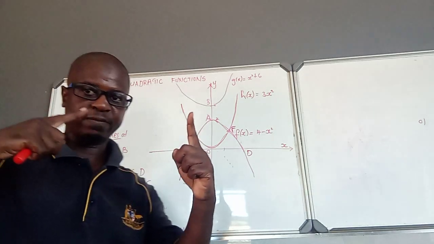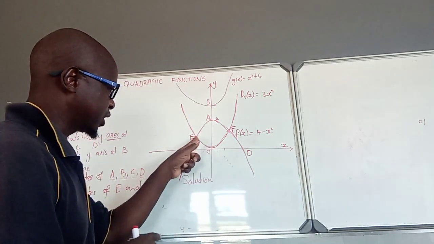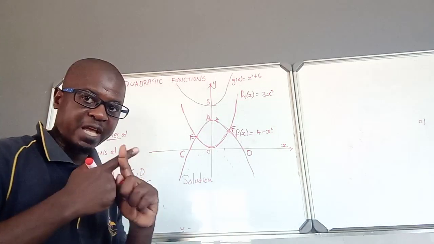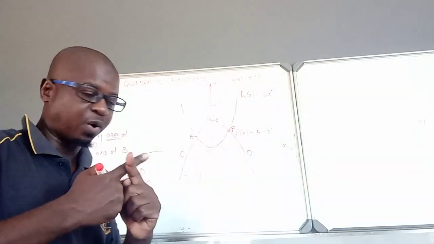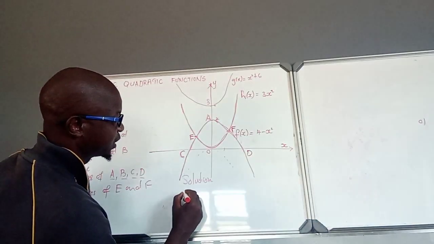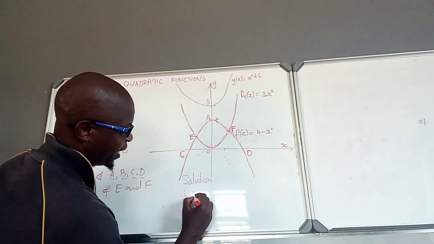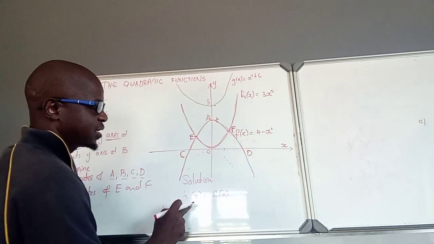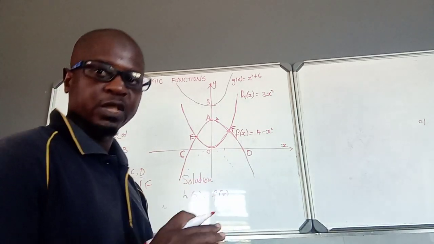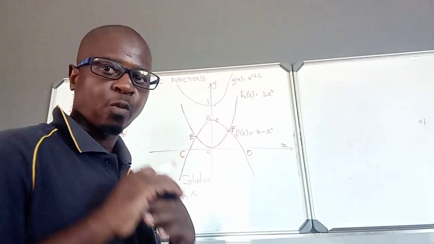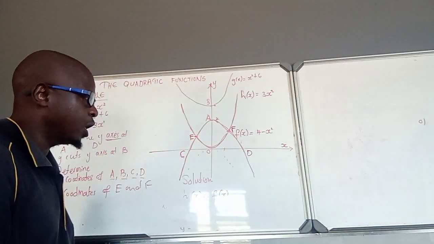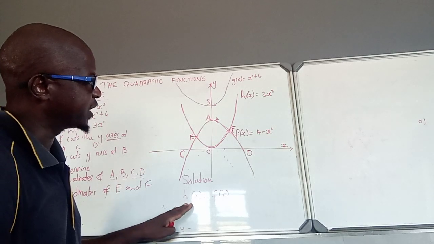When these graphs cut each other at this point, it means that the two graphs have got equal points. They're meeting at the same place. So therefore we're going to say h of x is equal to f of x. It means this graph and this graph have got a common place. They're staying in one position in that area. Now we are going to replace h(x).